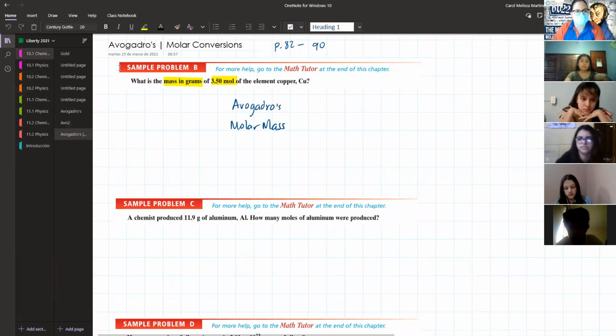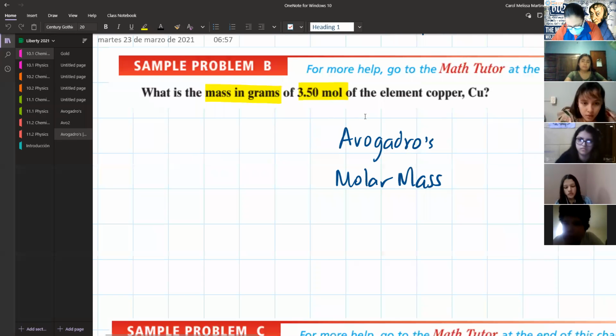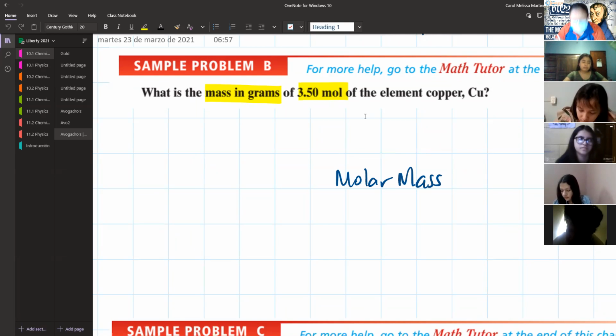So in this exercise, I am mentioning grams and moles. What am I going to be using? Avogadro's or molar mass? Molar mass. You get rid of Avogadro's and you focus on the molar mass. So for the molar mass, you need to know the element.